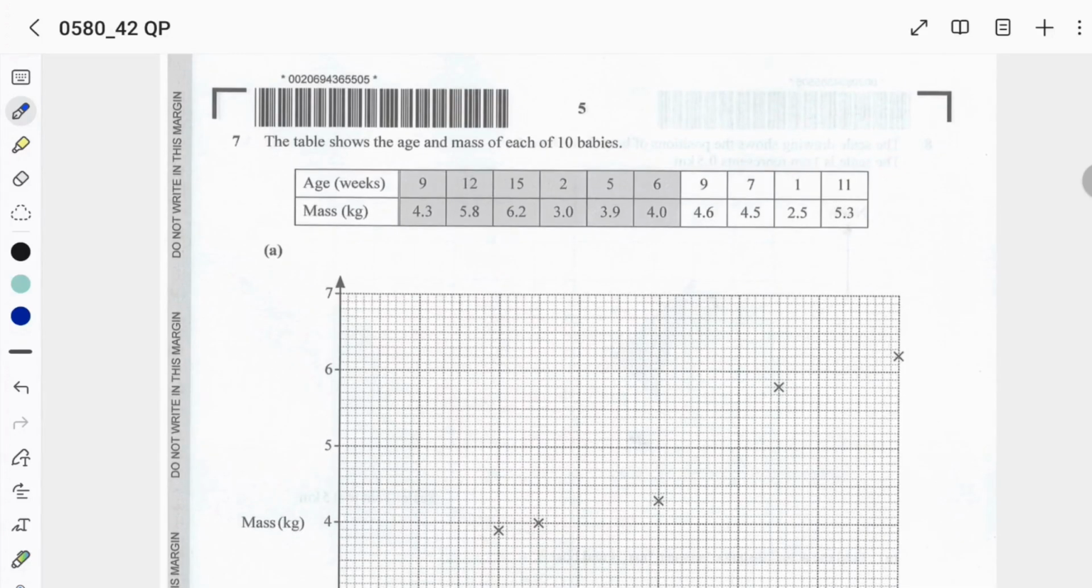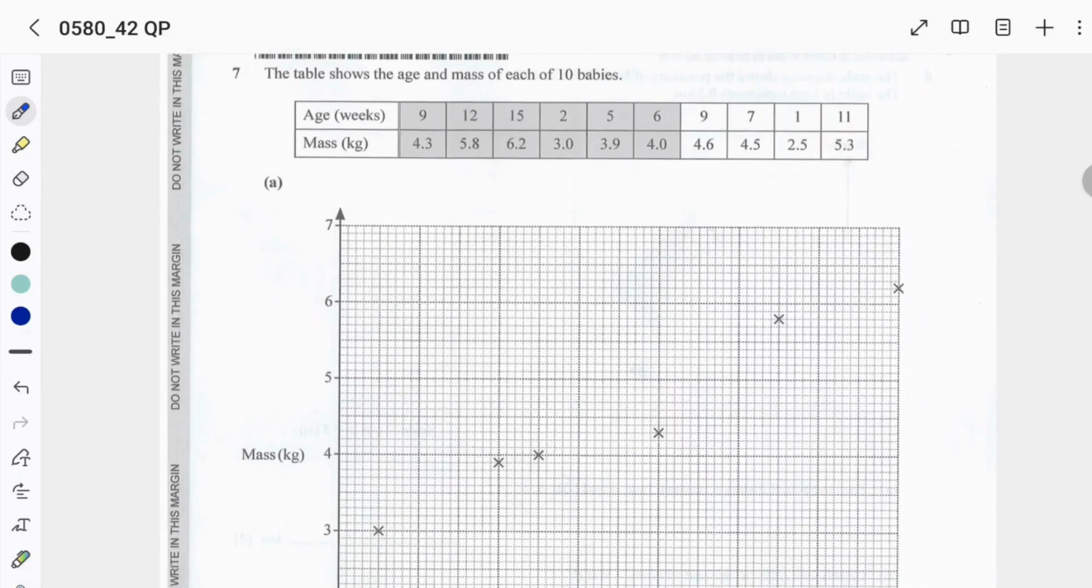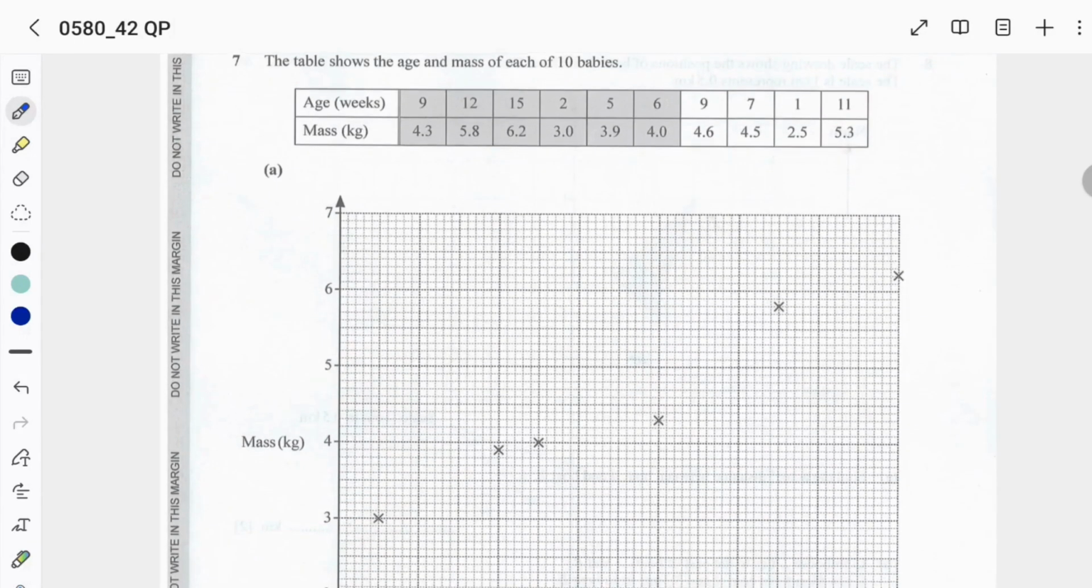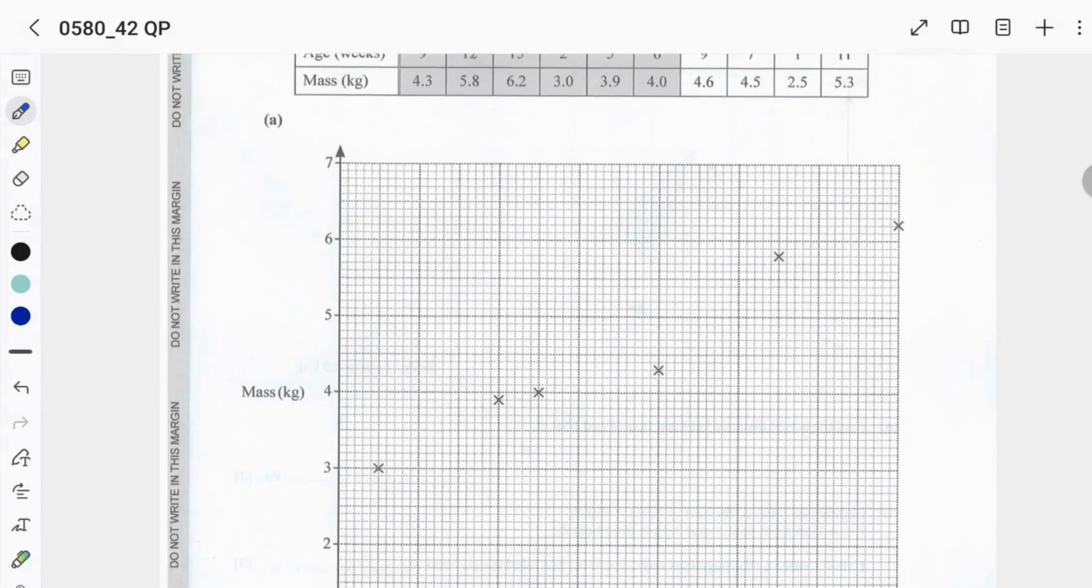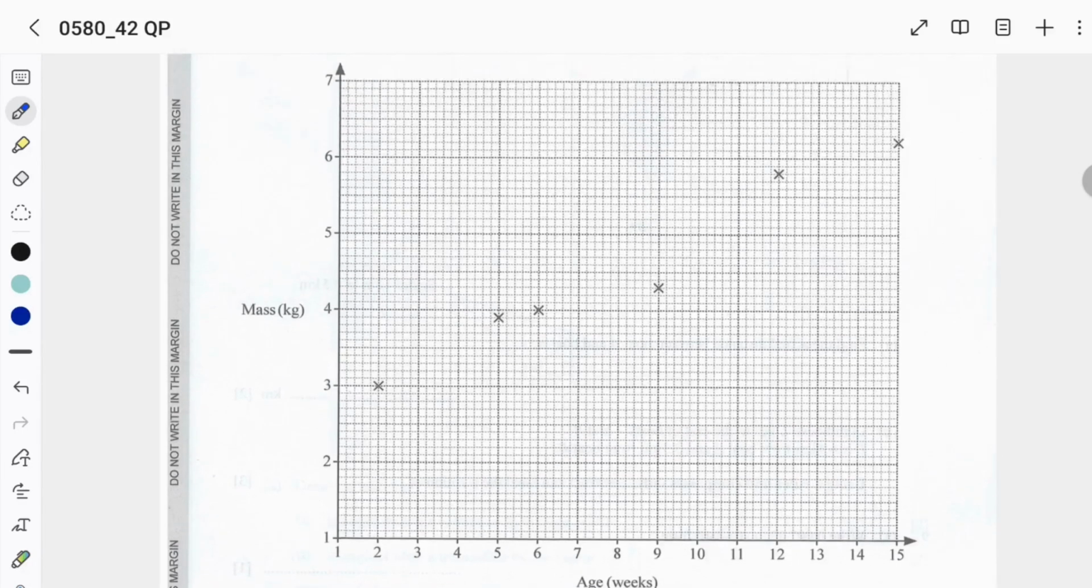All right. Okay, the next question is question number 7. The table shows the age and mass of each of 10 babies. Ages are given, and more than half of them are already shaded in the question. For ages 9, 7, 1 and 11, we'll have to do it by ourselves. Complete the scatter diagram. The first 6 points have been plotted for you, and this is for 2 marks.